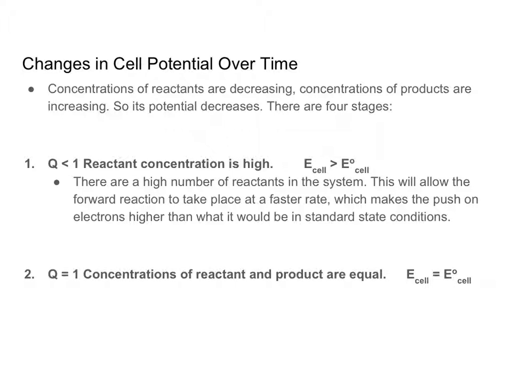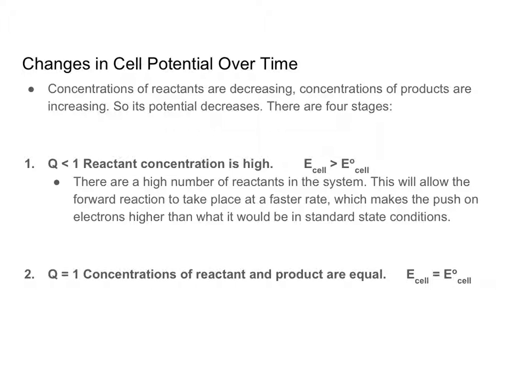If Q is less than 1, that tells you that the reactant concentration is high, and that tells you that the cell potential is greater than the standard cell potential. That's telling you that the high number of reactants in the system will allow the forward reaction to take place at a faster rate, which makes the push on the electrons higher than it would be at standard conditions. So at the beginning of a system, when you first start it, the electrons get pushed faster.